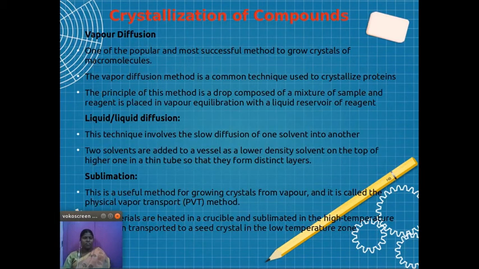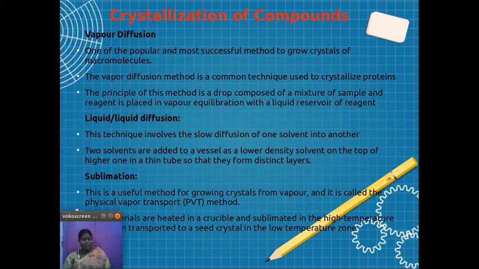Next, the vapor diffusion method. The vapor diffusion method is one of the popular and most successful methods to grow crystals of macromolecules. It is a common technique that is used to crystallize protein molecules. The principle of this method is that a drop composed of a mixture of sample and reagent is placed in vapor equilibration with a liquid reservoir of reagent.